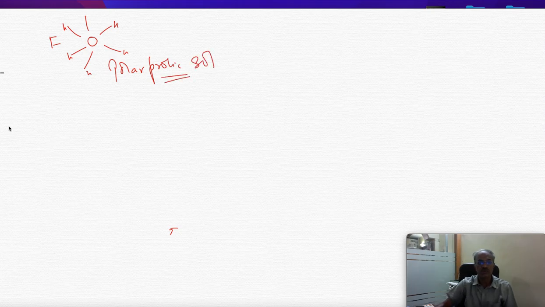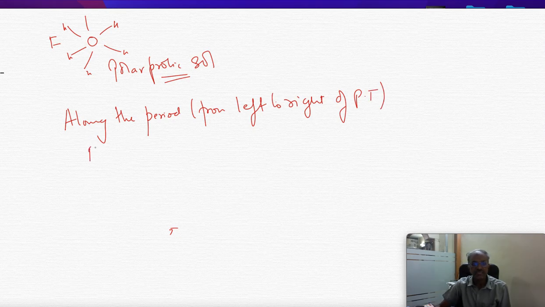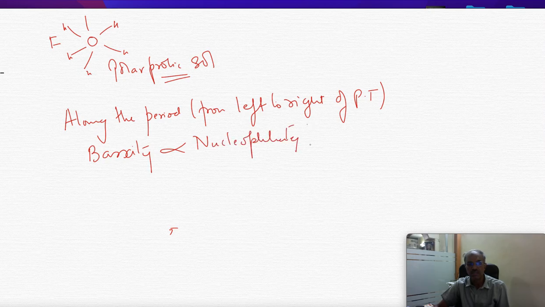Because this polar protic solvent will stabilize the particular nucleophile, right? Thus I can say along the period, that is from left to right of the periodic table, the basicity is directly proportional to the nucleophilicity, right? Means as the basicity increases, so does the nucleophilicity.